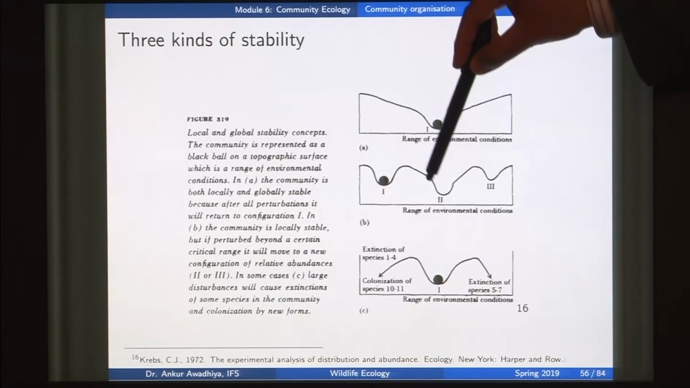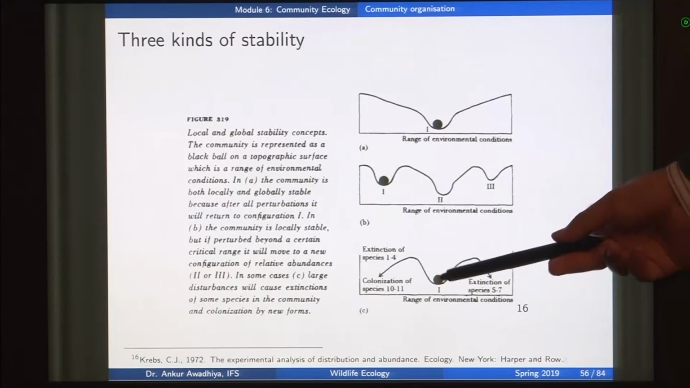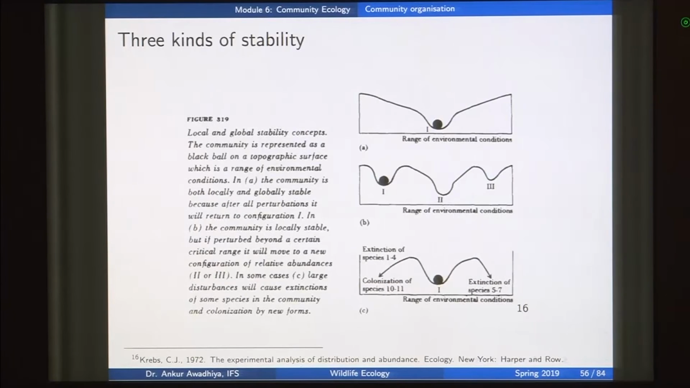If you have a larger change, the community will change and become another community. And if the changes are very large, then you will have extinction of some species or maybe colonization by some new species. So, it will become a very different community altogether. Now, the question is, what governs this stability? So, if we talk about two communities, one is a more biodiverse community, is that having a more amount of stability, or if there is another community that has less biodiversity, does that have a higher level of stability?